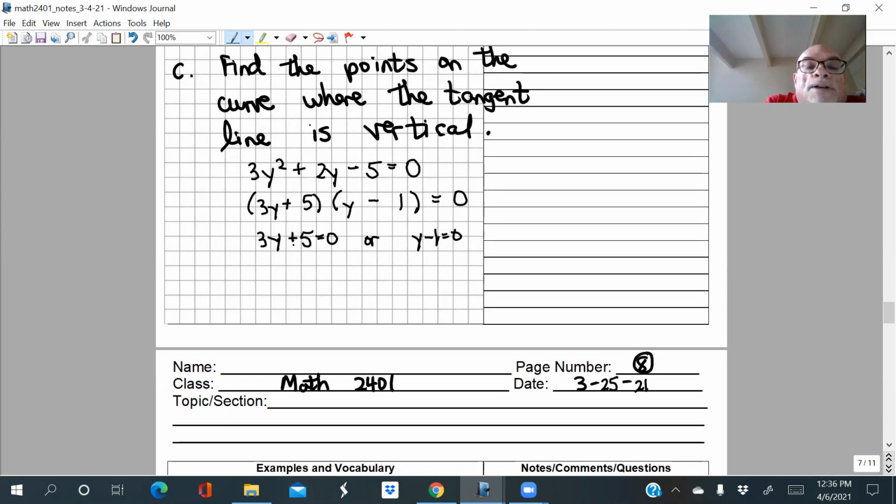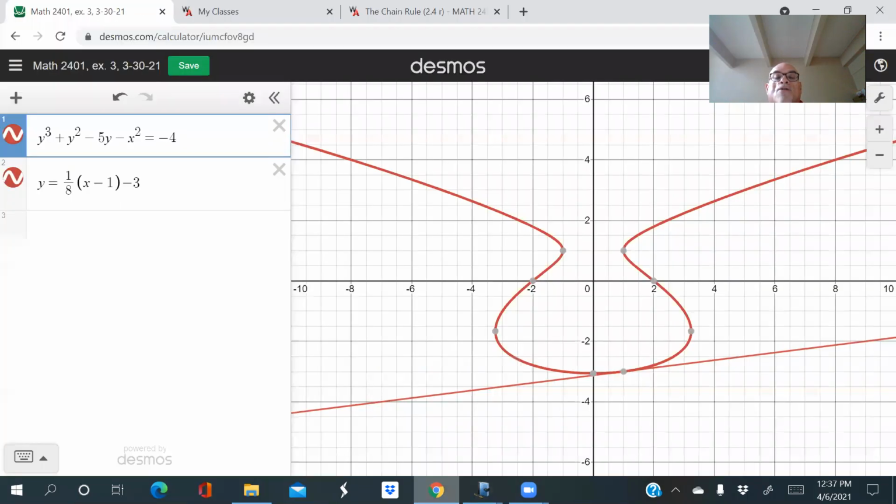So I have 3y plus 5 equals 0, which means y is equal to minus 5/3. Neat. Or y is equal to 1. So that tells us that on the curve, there are going to be points with vertical tangent lines where y is minus 5/3. I think that's this point and this point, right? Because both of those points have y coordinate minus 5/3. Minus 1.667 is minus 5/3, by the way. Okay, so these 2 points will have vertical tangent lines, and these 2 points, notice their y coordinate is 1.